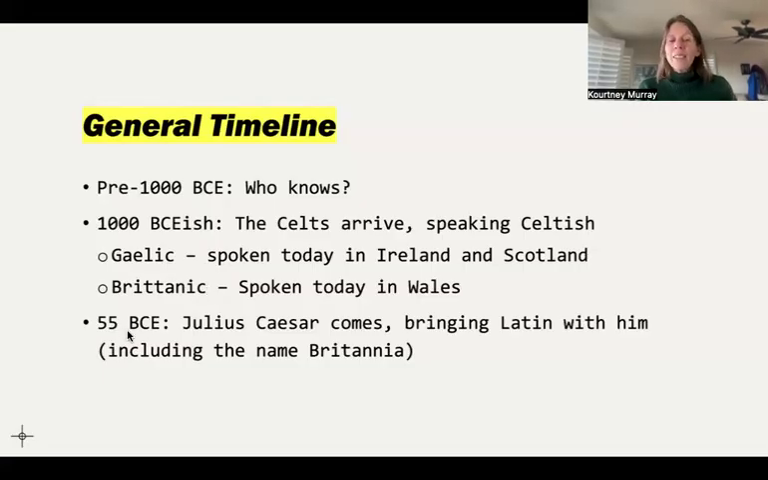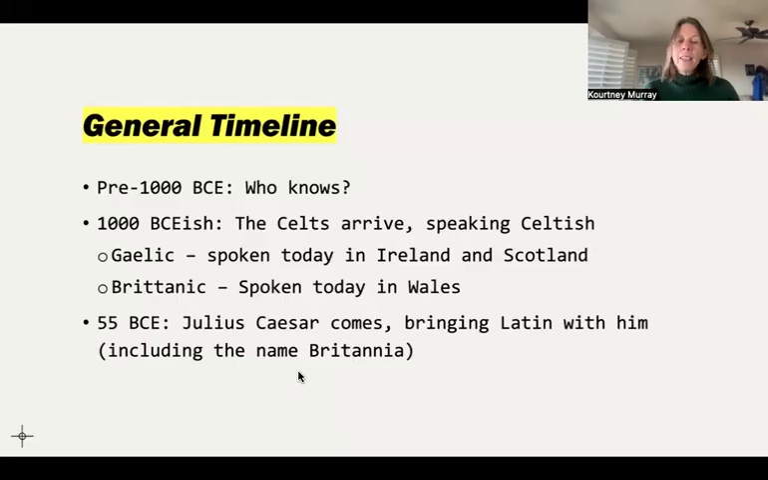And then in 55 BCE, so almost 1,000 years later, Julius Caesar invades England. I know many of us know who he is. He's truly an epic man of history, and he brought Roman troops all the way north to England. It's a really fascinating story that I can't talk about because these are supposed to be short lectures, but he ultimately lands in England and he brought Latin with him, including, and this will be important to know, the name Britannia. Britannia, Britain, these are not native English words. This is actually a Latin word.